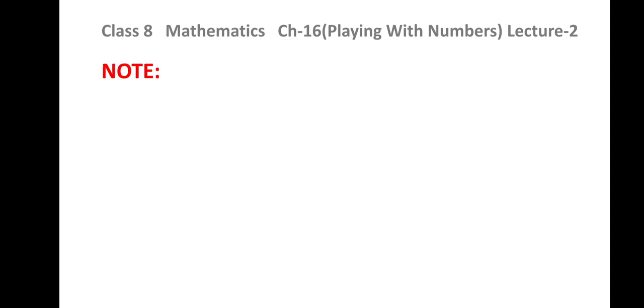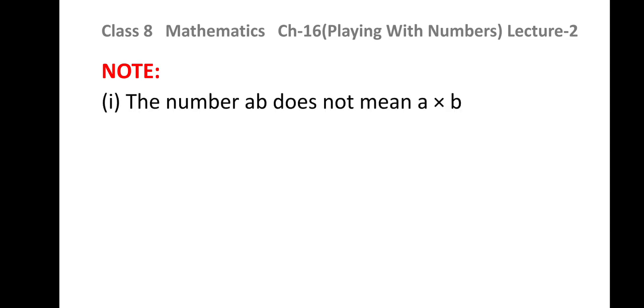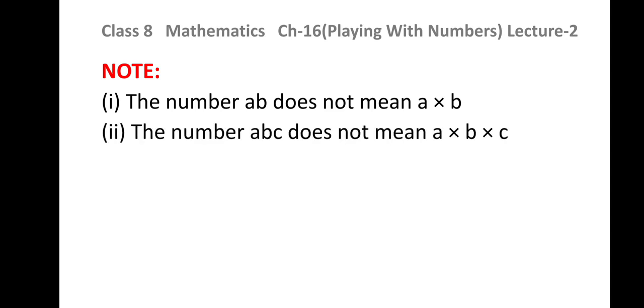Now the important point to note regarding this generalized format, the number AB does not mean A into B. Dear children, if I am talking about 34, then it does not mean that I am talking about 3 into 4. Because if I take 3 into 4, it will be 12. But I am talking about a 2-digit number 34. Similarly, a 3-digit number ABC does not mean A into B into C.